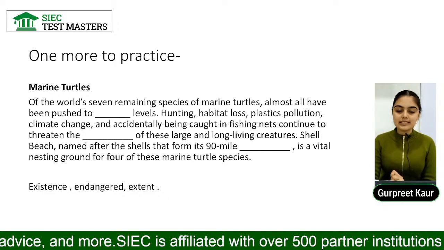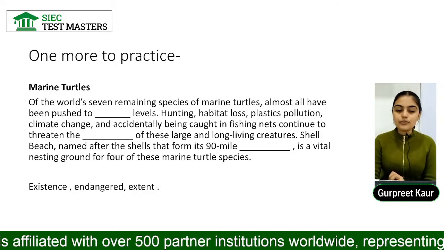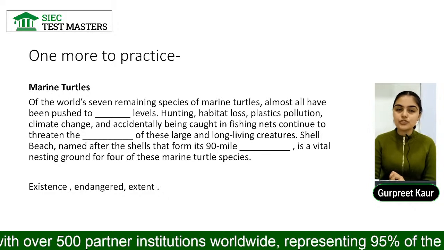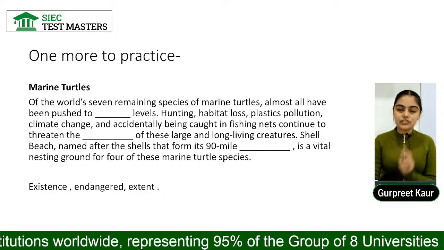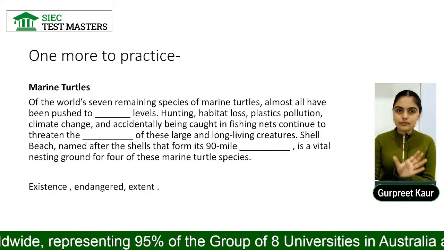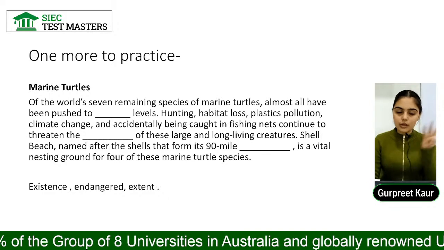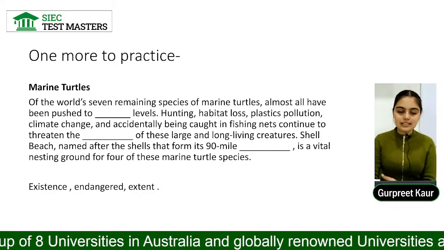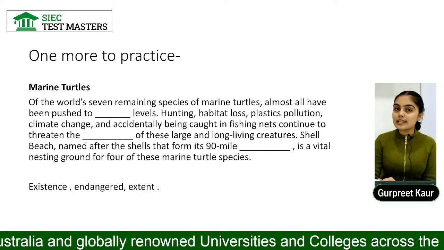Of the world's 7 remaining species of marine turtles, almost all have been pushed to dash levels. Again, if you are aware of the collocation to, we have to put some collocation here only. To, there are 3 options. To existence levels, to endangered levels, to extent levels.